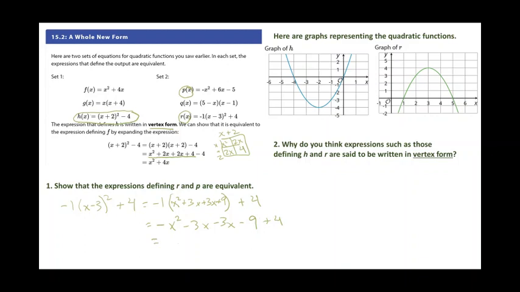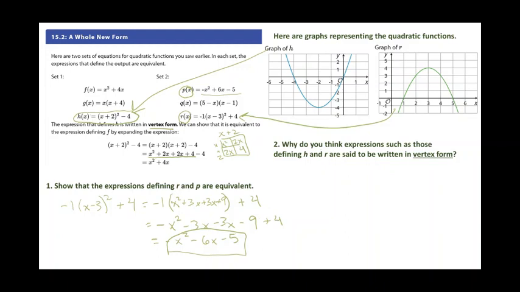When we simplify that, that's going to be just like before where we combined like terms, so -x squared, okay, and minus 3x minus 3x, we get minus 6x, minus 9 plus 4, we get minus 5. Notice that that is exactly the same as what we have here for p of x. So here we have the graph of h, and we have the graph of r.